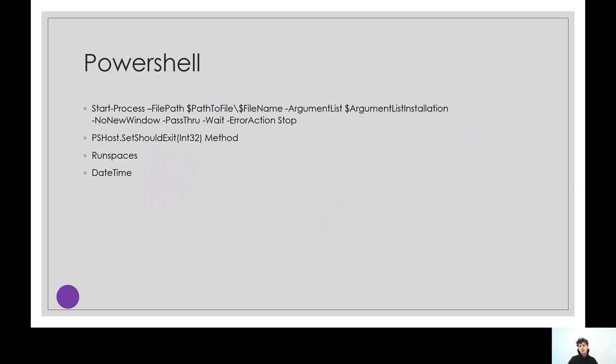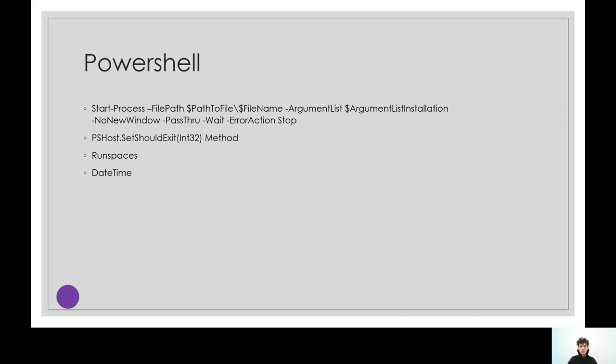So how to leverage PowerShell to install software? All you need is the Start-Process function. Grab your installation file, enter the argument list, and wait for installation to finish. Various app installers might have different arguments, so be sure to check out the documentation.